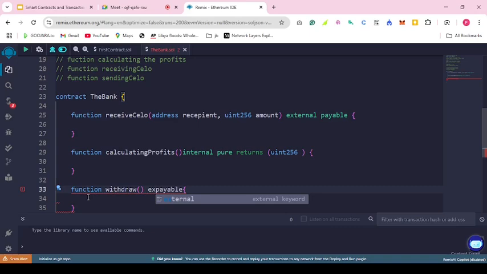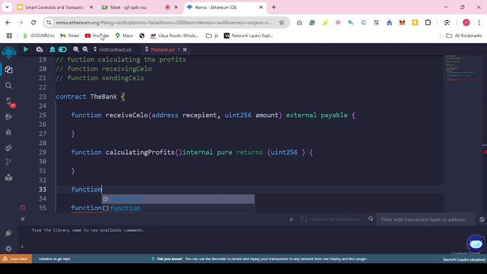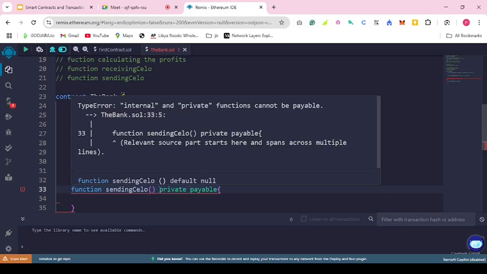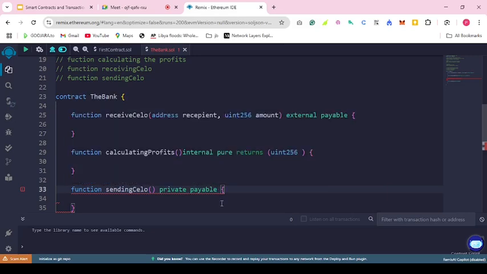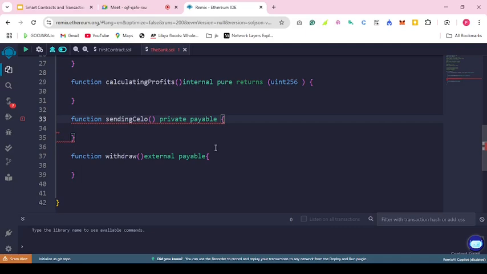Just leave it there. Don't need anything. And then the fourth function perhaps for receiving Celo, right? Then sending Celo. Function for Celo. Don't even need that. So yeah, I think these functions are enough. And we're going to put the logic in these functions, then we will deploy our smart contract, okay?